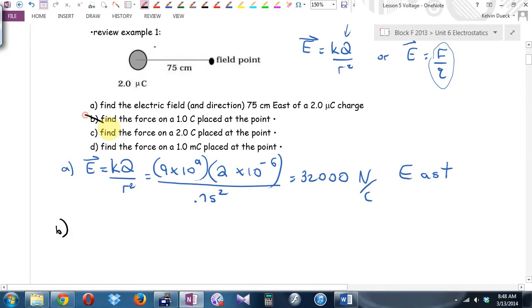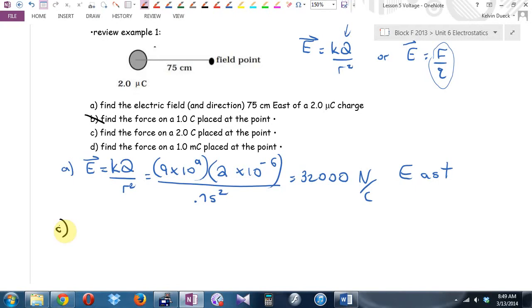Going to skip B. C, because it's the same question. C says, find the force on a 2 coulomb charge placed at that point. So now we're imagining that there is a charge sitting right there. How big? 2 coulombs. Huge. I think I told you 2 coulombs probably would kill you. 50 coulombs certainly would. If you had that all go into you at once, you'd be getting third-degree burns and your hair would melt and it would be disgusting. So a huge charge.